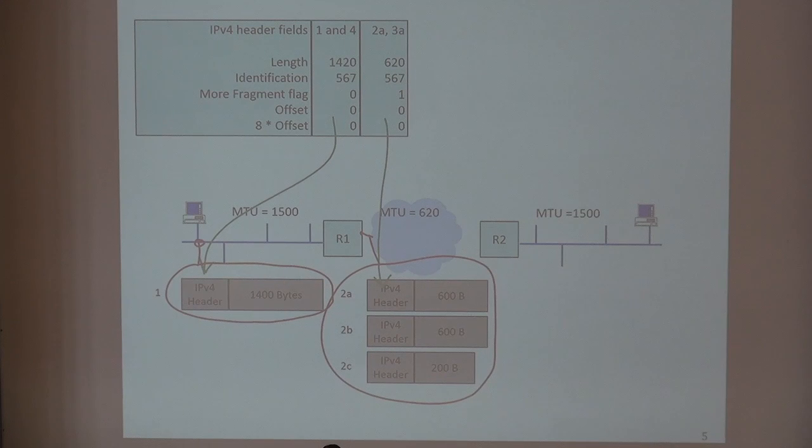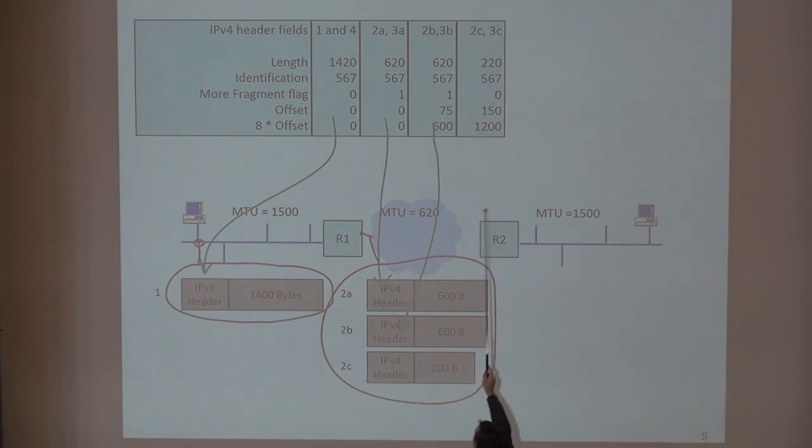The second and third packet, so this was for 2A, 3A, that's the first. For 2B, for example here, we will see that the more bit continues to be 1, and the offset is 600, because there are 600 bytes before. So the offset for this one is 600. And for 2C, the offset is 1200. And the more bit for the third packet is 0, which means it's the last.